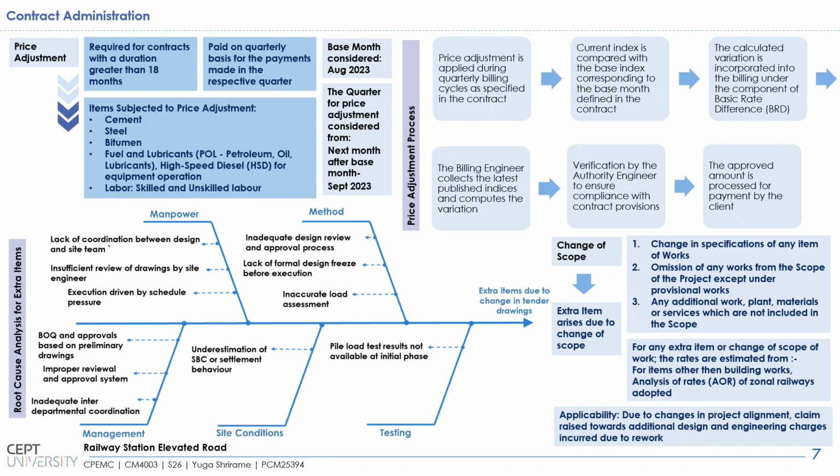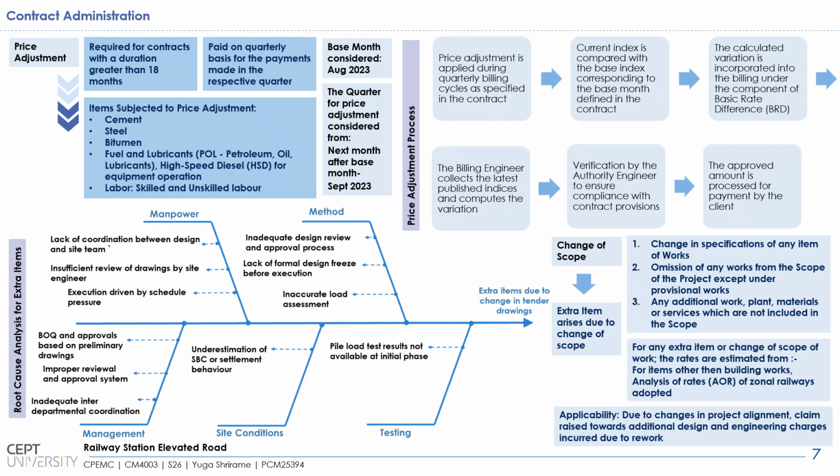To take care of the fluctuations in the market prices of labor and materials like cement, steel, bitumen, fuels and lubricants, the price adjustment clause is being deployed. So there are current indexes and base indexes. The base month for this was August 2023, around which the project was bid, and the quarter for price adjustment considered is from the next month after the base month, which was September 2023 in this project's case.